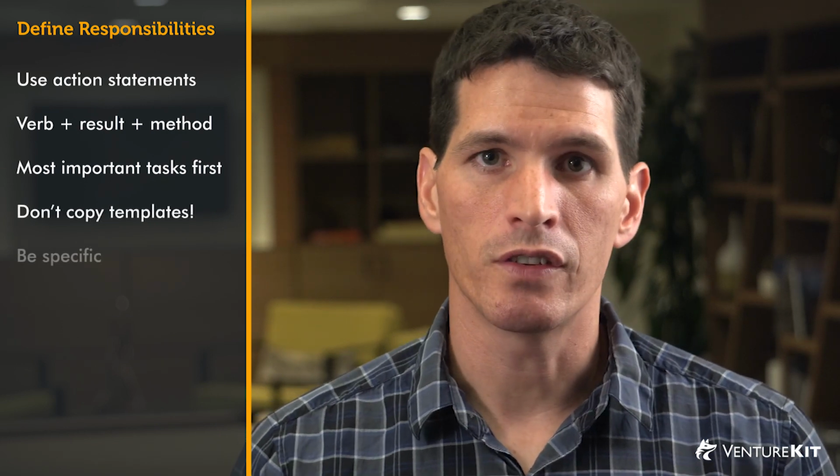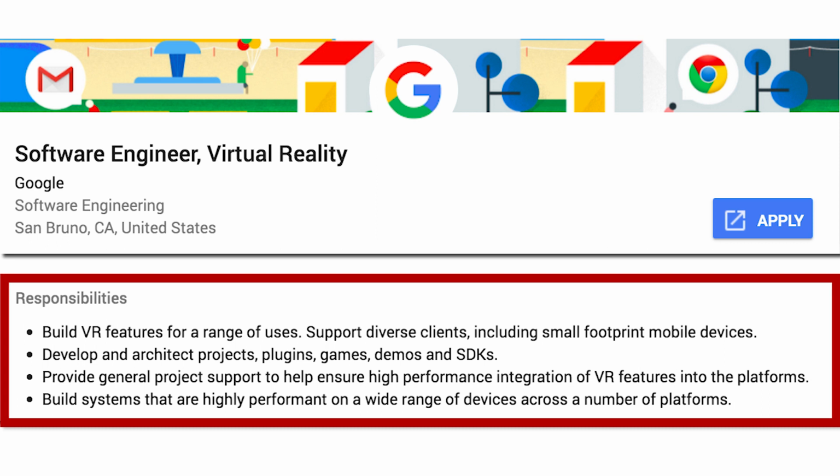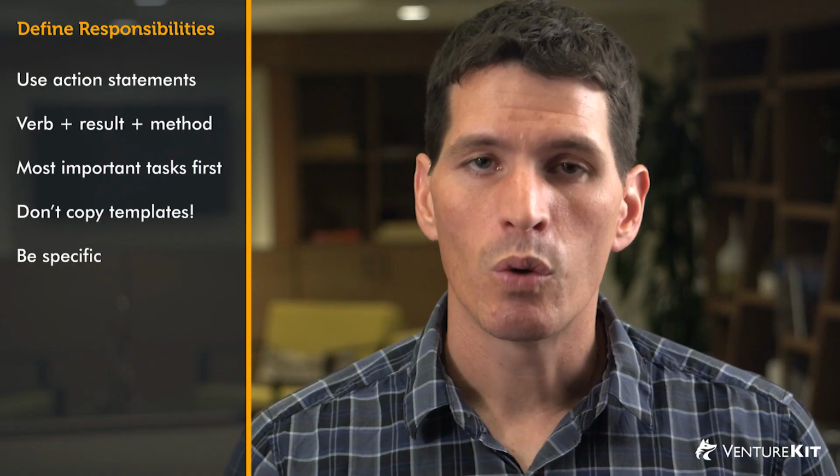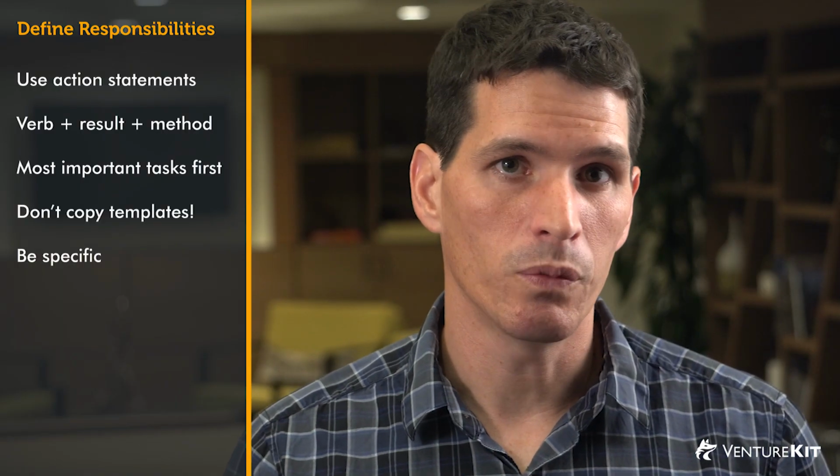List specific projects and tasks the hire will work on. For example, Google posted a job description for a VR software engineer. It lists tasks specific to the role, like developing VR plugins and games and supporting VR on mobile devices. While a bullet point list of responsibilities is fine, a description of a day in the role is better.